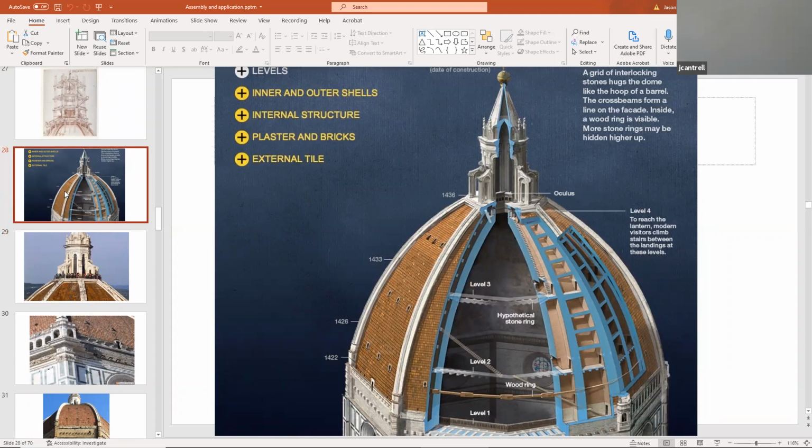So if you look at the cross section of this, you can clearly see the structural integrity that Brunelleschi designed as a brilliant mathematician, structural engineer, and architect. And so we can see the layers of the structure, because remember, in Gothic cathedrals, the structure was exposed. You would not see a concealed structure.